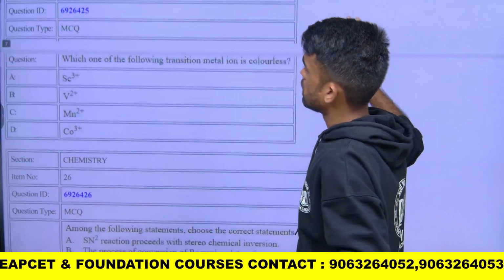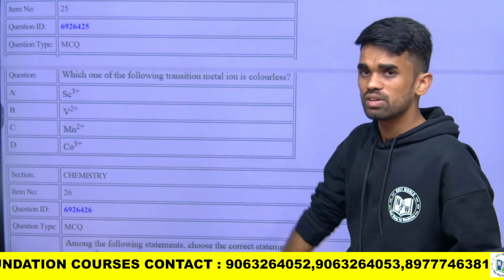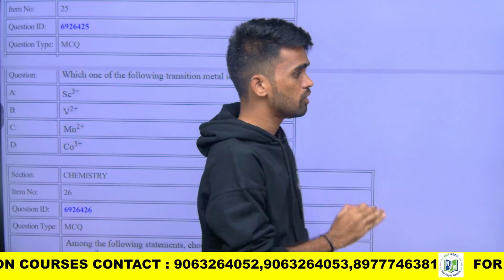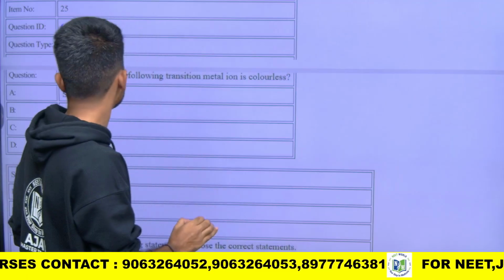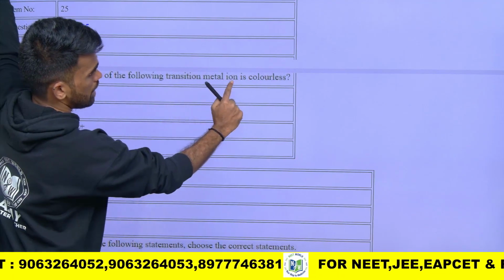Next. Okay, with this question we will be winding up the session. The remaining questions we will be discussing in the next session of this CUET question paper discussion. What is the 25th question? Which of the following transition metal ions is colorless?